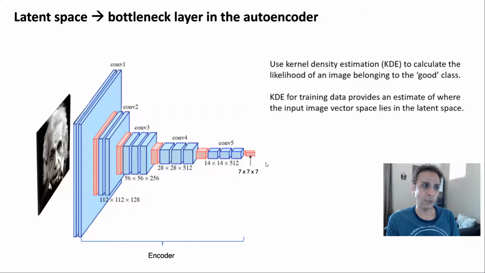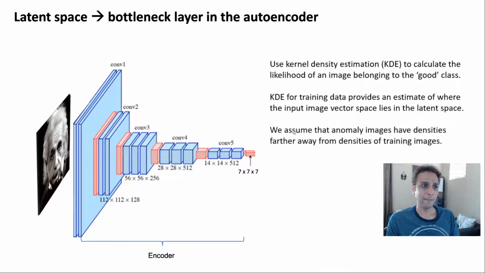And now you map out your kernel density estimation. And then you say, okay, I understand this space. And then once you do that, then you put your anomaly image or any other image and then estimate your KDE and then see, is that really close by or is that far away? So basically here, the key assumption we are making is that the anomaly images have densities that are farther away from the densities of the training images.